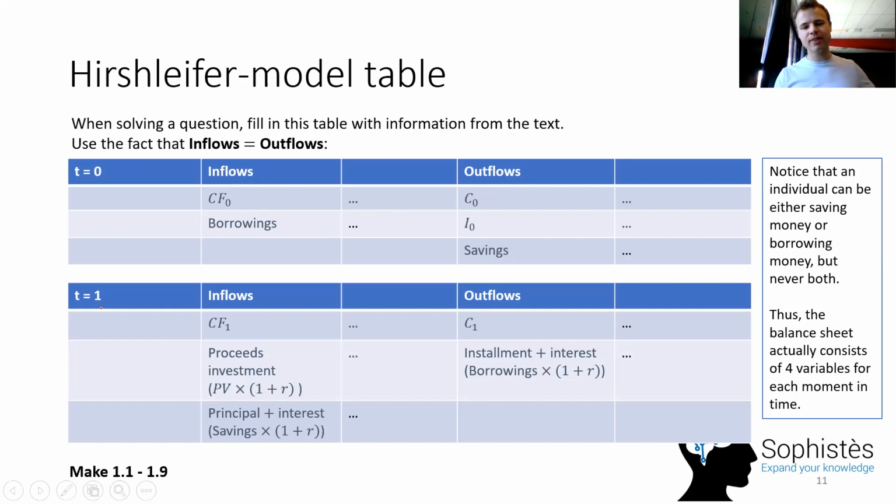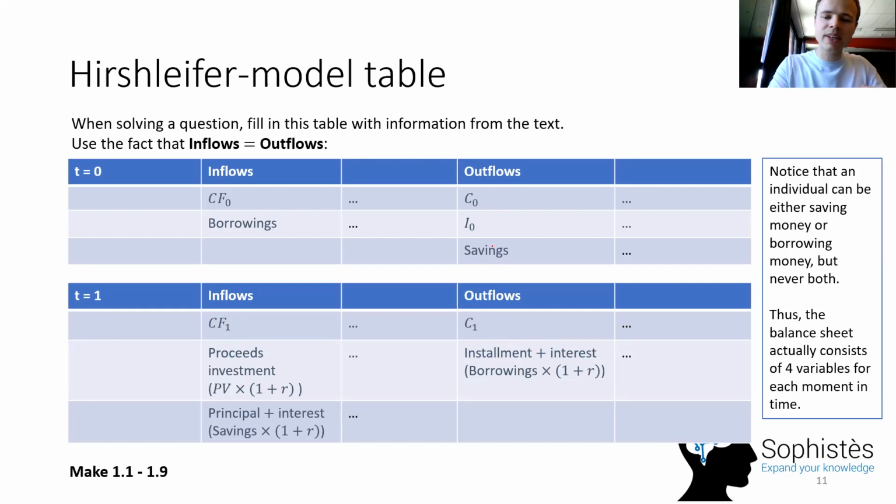Then in T1, you basically have the same idea. You have some inflows, which is the cash flow 1, the proceeds from your investment, and then the principal plus interest. And then you get some outflows, which is the C1, the installment plus interest rate, and those are the outflows.